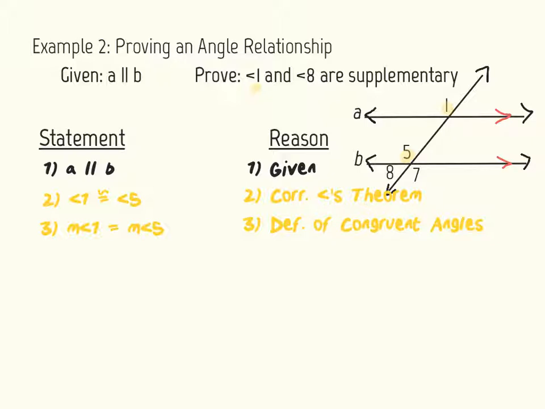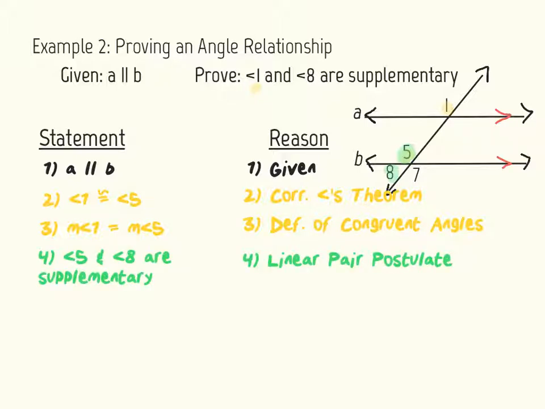So what I'm going to look at next is, I see that angle 5 and angle 8 form a linear pair there. So because they form a linear pair, I can say they are supplementary. So that's going to be my next step. So we state that angle 5 and angle 8 are supplementary by the linear pair postulate.